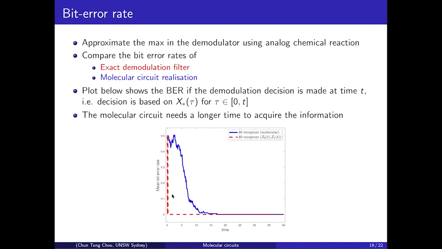If I use the exact computation, the demodulation filter initially has a very high error, but when it has a lot of data, the bit error rate becomes very small. For the molecular implementations, it stays up here for a while, and then later on it drops down. So in the end, if the time is long enough, the molecular circuit implementation has a very good bit error rate compared with the exact demodulation filters. One thing is, this circuit requires a longer time to do the computation, and future work will try to reduce that.